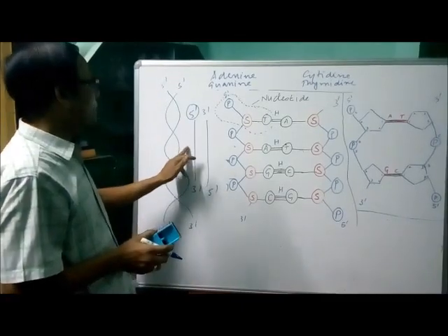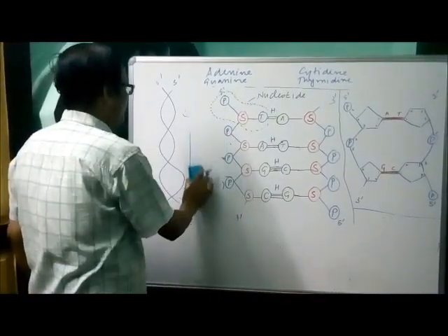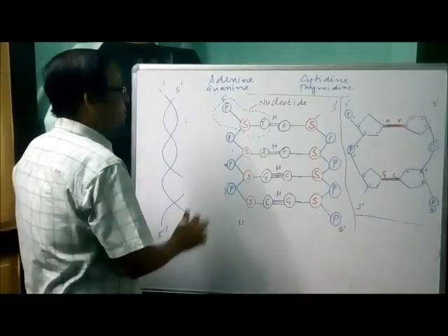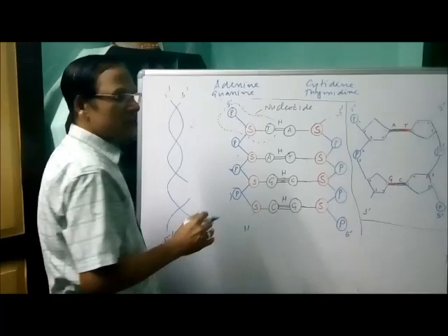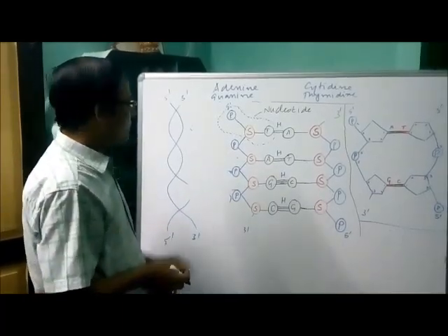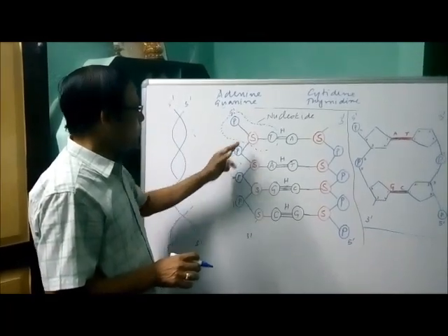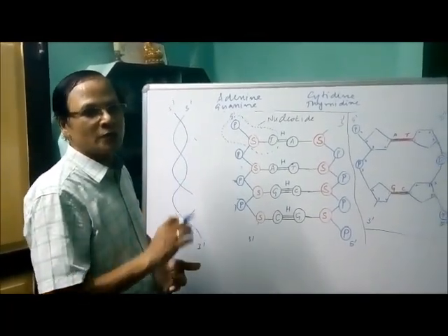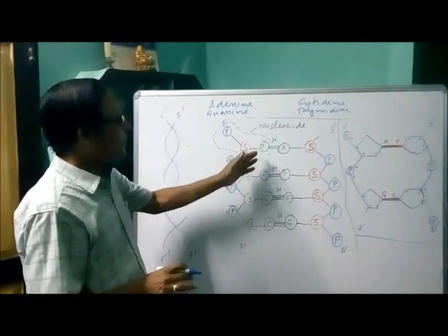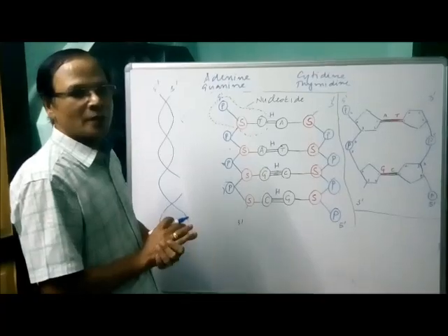Now the backbone of each strand, you can see here, is formed of phosphate and sugar arranged alternately. So it is called the sugar phosphate backbone. The phosphate and sugar molecules are arranged alternately, forming the backbone of each strand, while the nitrogen bases are facing the center, present in the center.